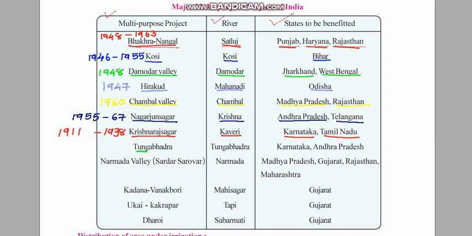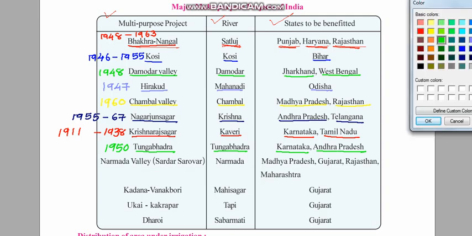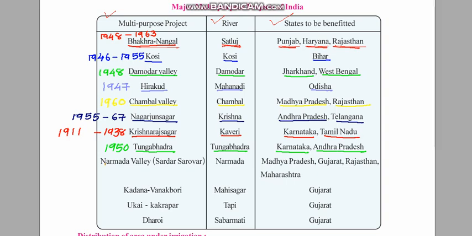The next is Bhadra project on the river Bhadra. See, now you can see many projects are based directly on the name of the river where they are built. The beneficiary states are Karnataka and Andhra Pradesh. The Bhadra project was started in the year 1950.